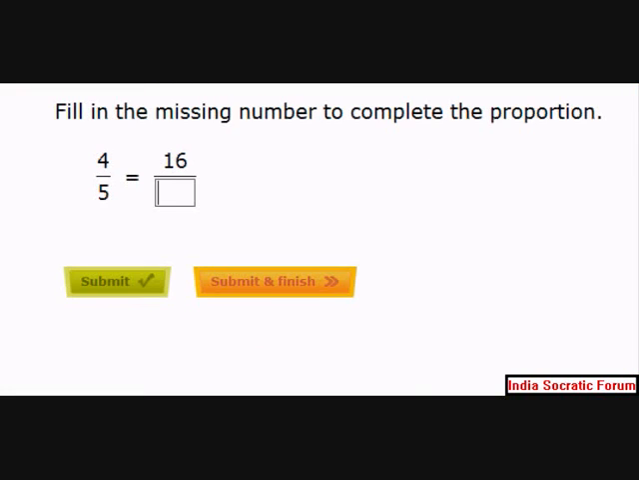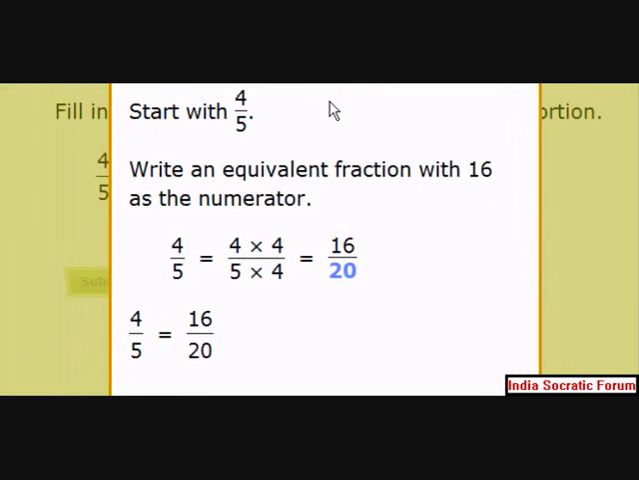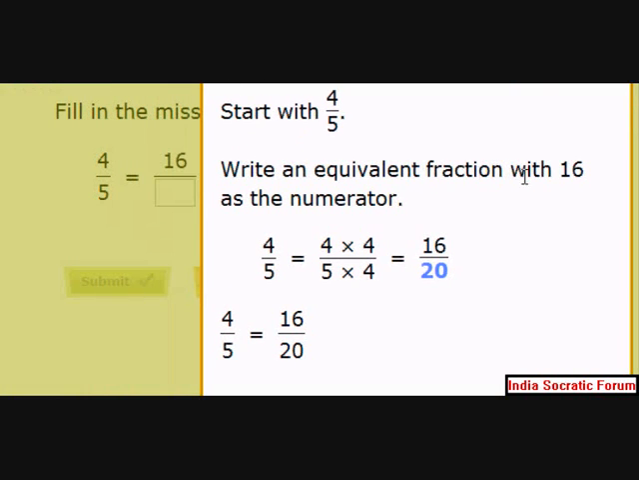Good job. Fill in the missing number to complete the proportion. 4 by 5 equals 16 by what? Pause the video and write the answer. Correct answer is 20. How did we get that? Start with 4 by 5. Write an equivalent fraction with 16 as the numerator. We have 16 here. So 4 multiplied by 4 is 16. So multiply the denominator by 4. 4 times 4 is 20. So 4 by 5 equals 16 by 20.